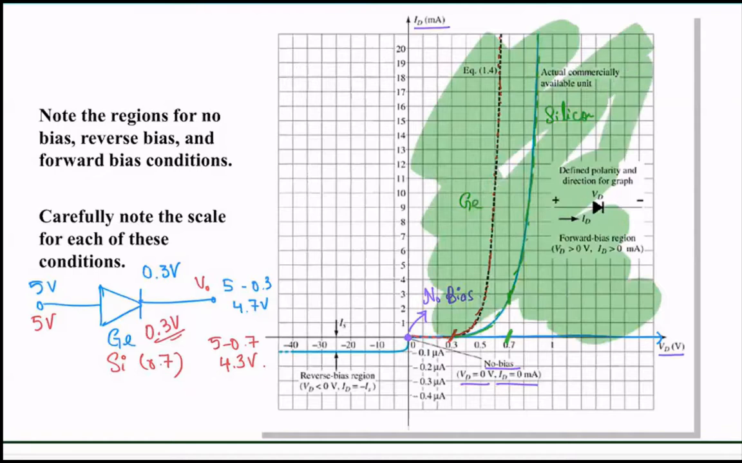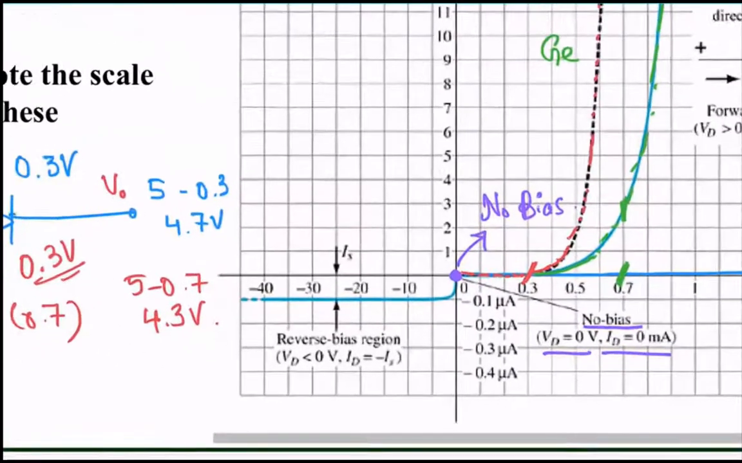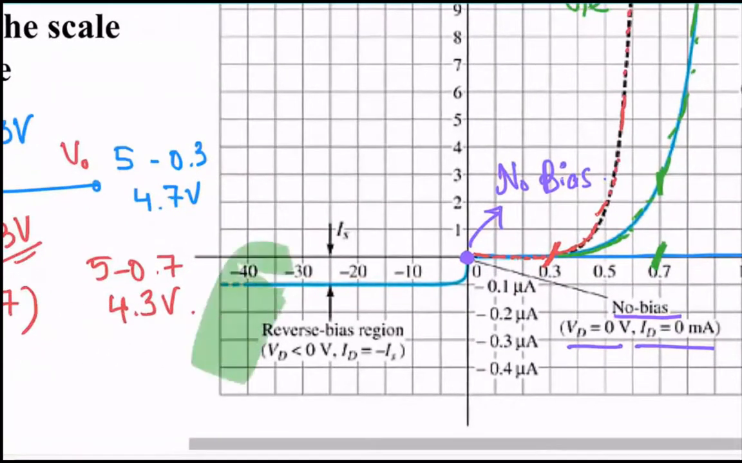In this whole region right here, your diode is working in what region? Forward bias, reverse bias, or no bias? That's the forward bias, right? And what happens in forward bias? Your diode conducts, right? Your ID goes up. Now let's move on to this part of the graph. So what is happening here?